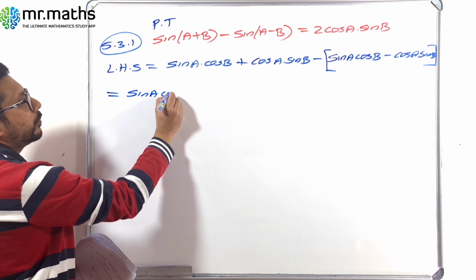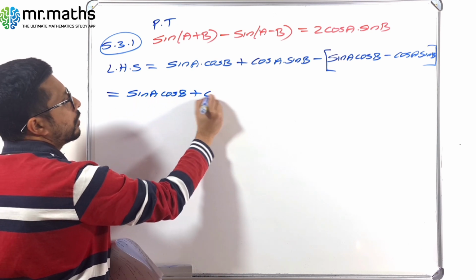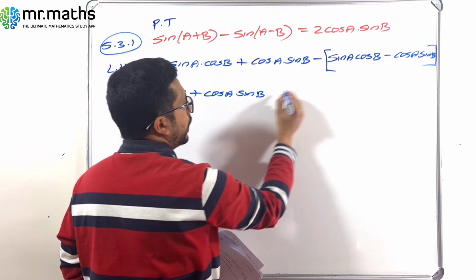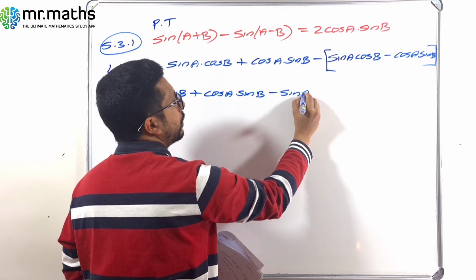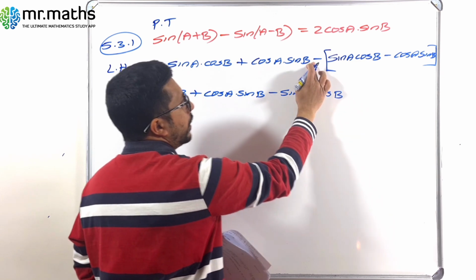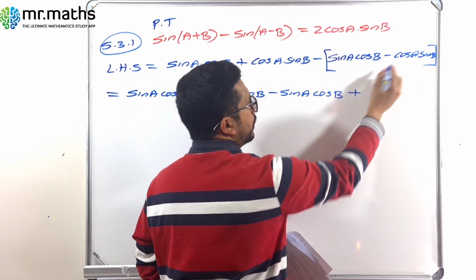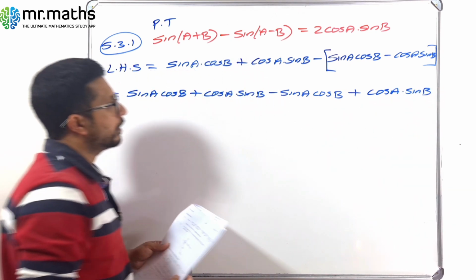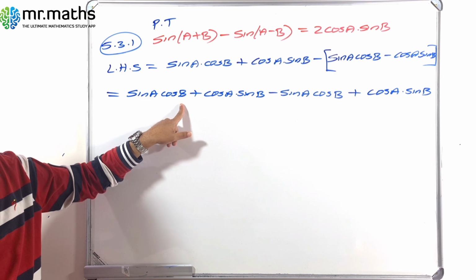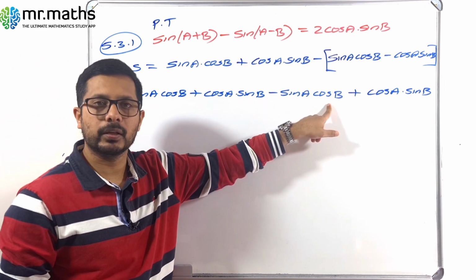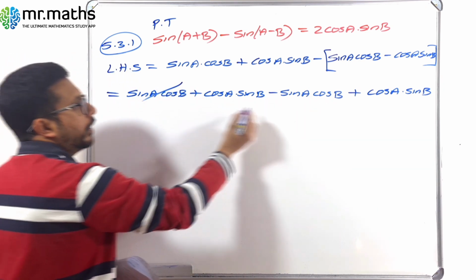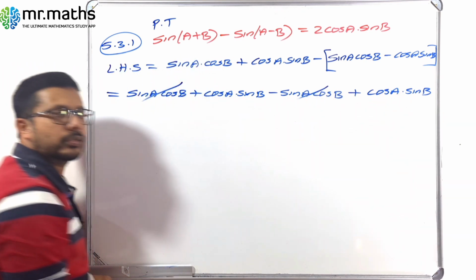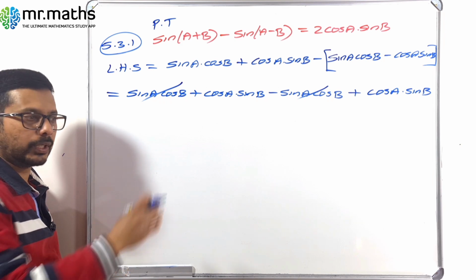So it is going to be sine a cos b plus cos a sine b, minus into sine a cos b, minus into minus plus cos a sine b. So here you can see that this is positive sine a cos b and this one is minus sine a cos b. So positive and negative we can cancel. So what is remaining? Cos a sine b plus cos a sine b.